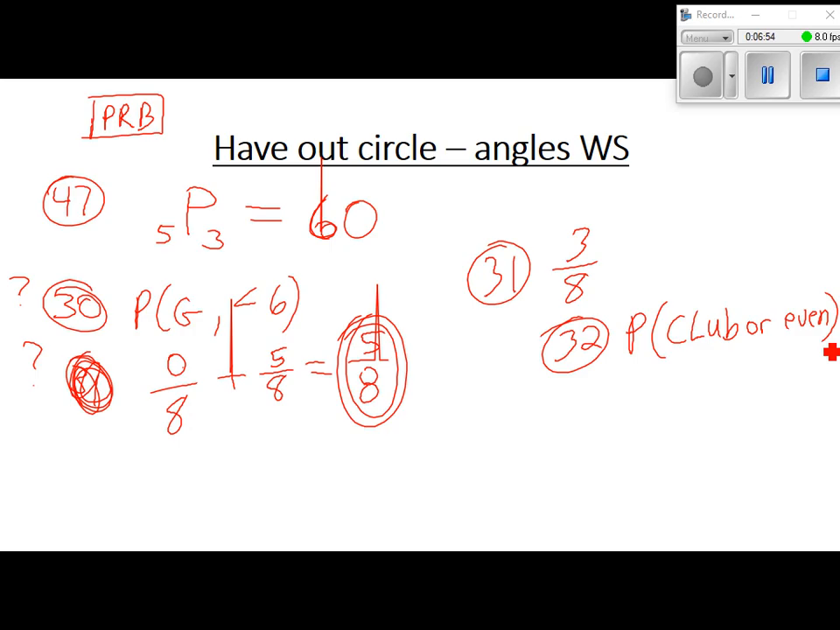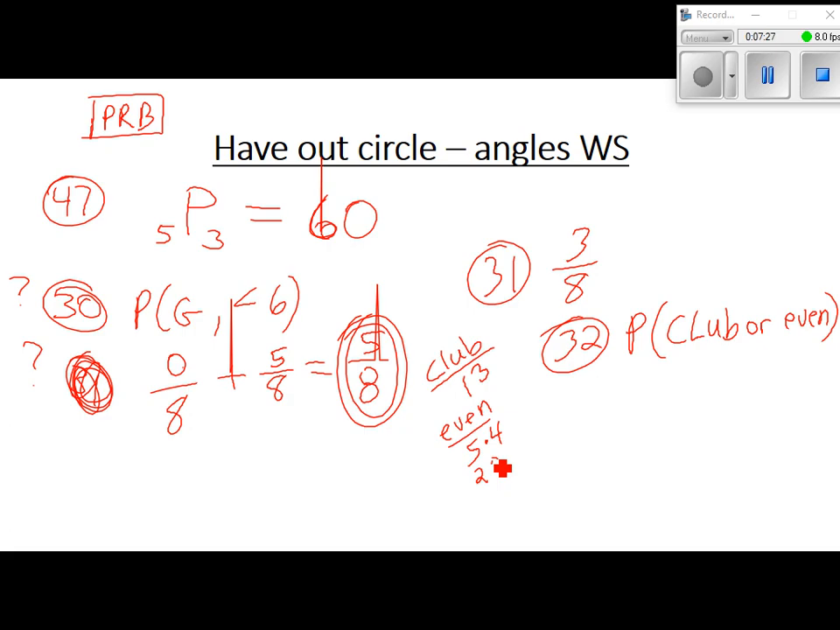So I want the probability that when I draw that card, it's a club or it's an even number. Well, the first thing I better figure out is how many of each thing there are in the deck. Anybody know how many clubs are in the deck? 13. Now, even cards. What would the even cards be in a deck? 2, 4, 6, 8, 10. So how many of those are there? There's 5, but there's 4 suits, so 5 times 4, which is 20 total.